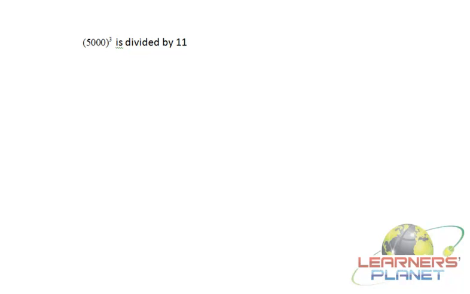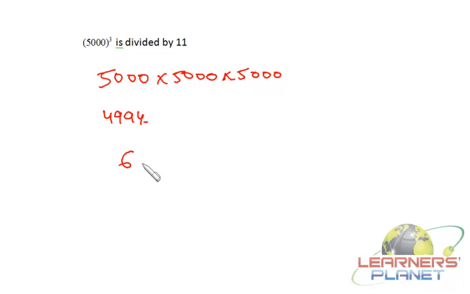Now in this case, 5000 cube is divided by 11. Now it's 5000 into 5000 into 5000. Now friends, what is the last number that is divisible by 11 and that is less than 5000? It will be 4994. Okay, so it is 6 less than 5000. So if 5000 is divided by 11, we'll be getting the remainder as 6. So the final remainder which I'll be getting is 6 into 6 into 6.